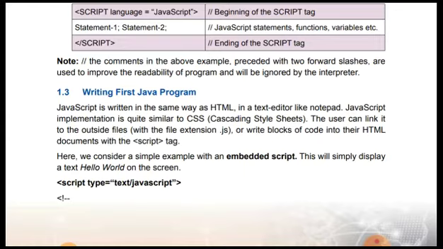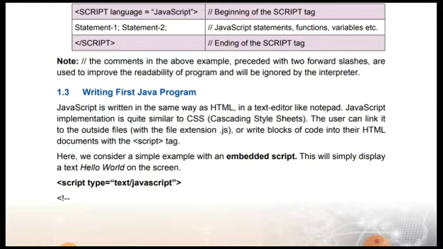Okay, you can use any text editor like Notepad for that. Now JavaScript implementation is quite similar to CSS, which we have discussed earlier. In CSS also, we write CSS code within the style tags for defining our internal CSS. In a similar manner, you can also define JavaScript code in an HTML file. The user can link it to outside files having the extension .js, like .css is used for cascading style sheet files. In a similar manner, .js is used for your JavaScript files.